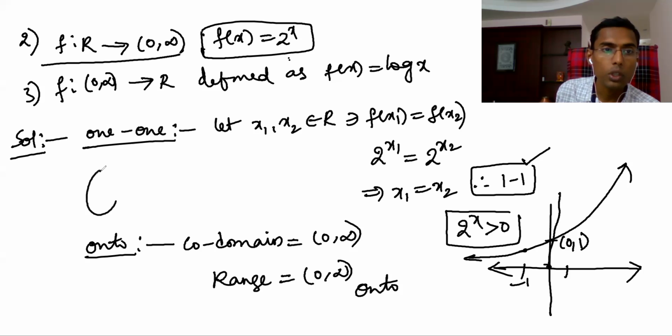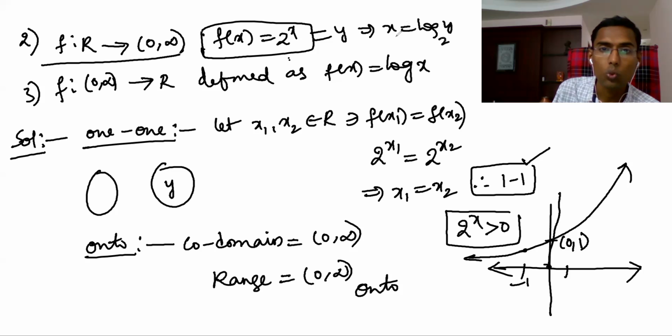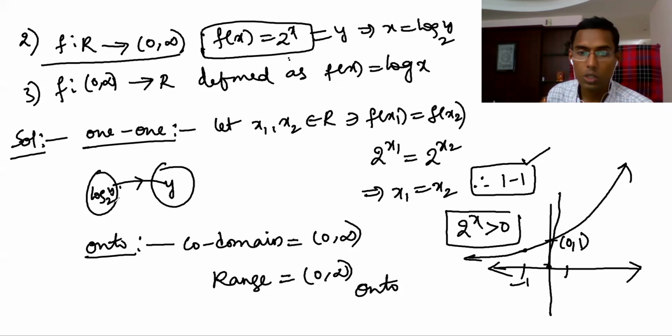Why is it onto? If you take y equal to 2 power x, then x equal to log y to the base 2. If you take log y to the base 2, its image is y. So the pre-image exists, for every element the pre-image exists. What is that pre-image? Log y to the base 2. Or codomain equal to range you will get, that also you can say. Or for every element there is a pre-image, you can say. Therefore it's both one-one and onto.